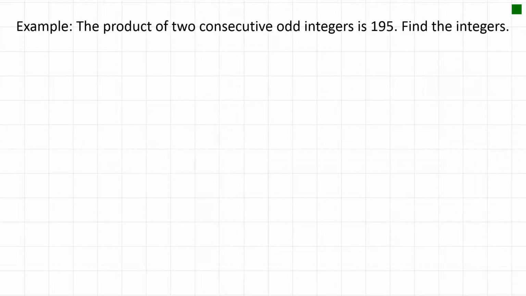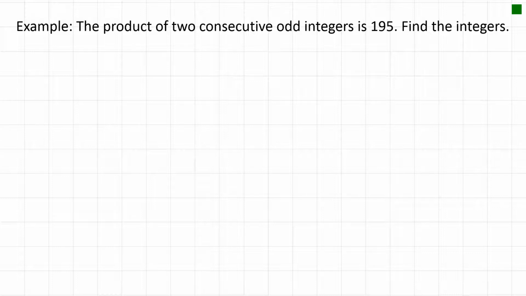In this video, we're concentrating on solving number problems. Number problems are a specific type of problem where you are given some information about a couple of numbers and how they're related, and then you have to set up an equation and solve it in order to determine what those numbers are. So this first example is a classic example of a number problem. The product of two consecutive odd integers is 195. Find the integers.